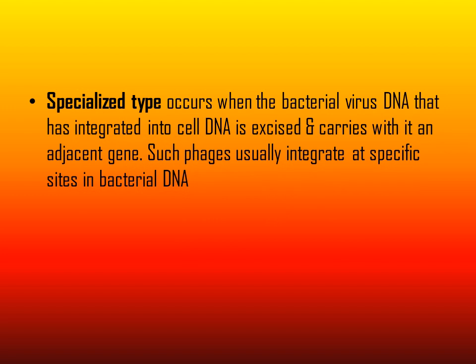So the specialized type occurs when the bacterial virus DNA that has integrated into the cell DNA is excised and carries with it an adjacent gene. Such phages usually integrate at a specific site in bacterial DNA. So from that specific site, it will carry a specific sequence of the genome with it.